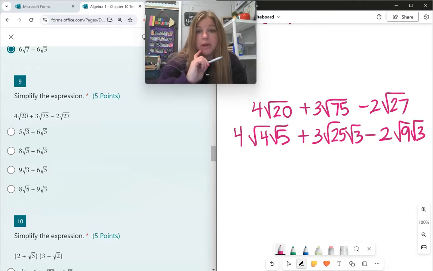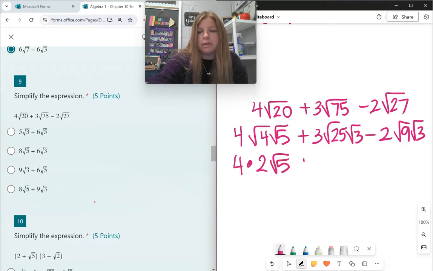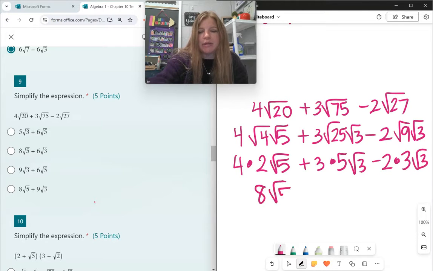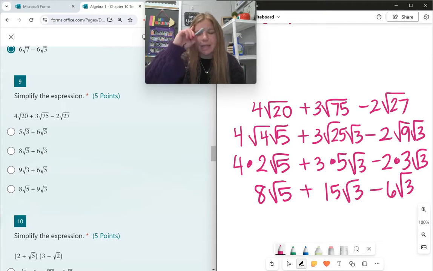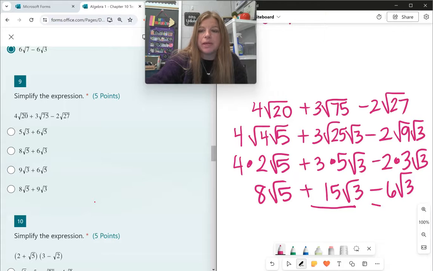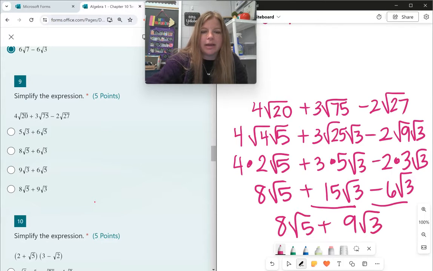All right, so now I need to simplify all of my perfect squares. So this is now 4 times 2, radical 5, plus 3 times 5, radical 3, minus 2 times 3, radical 3. 4 times 2 is 8, so I have 8 radical 5, plus 3 times 5 is 15 radical 3, minus 2 times 3 is 6 radical 3. Now the only last step is here. I can combine 15 radical 3 and negative 6 radical 3. So final answer, 8 radical 5 plus, what's 15 minus 6? It's 9, 9 radical 3. That's it, 8 radical 5 plus 9 radical 3.